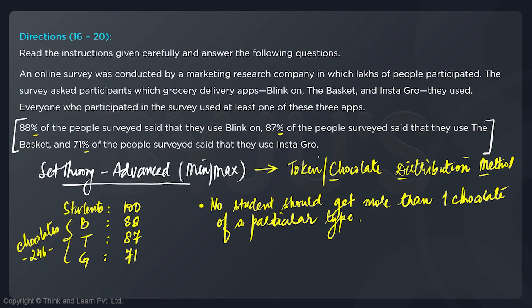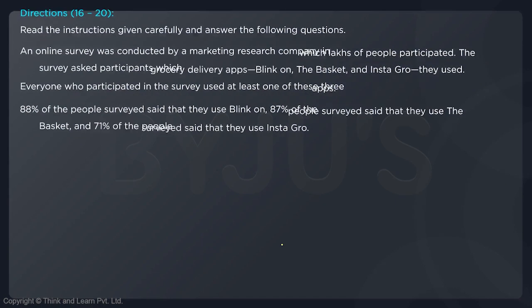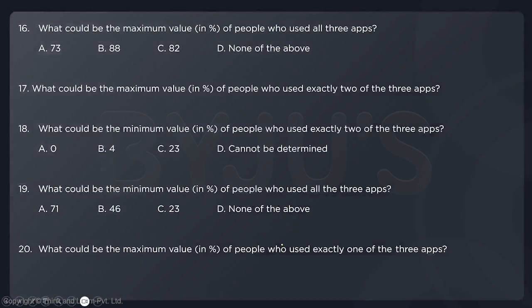Also, since it says everyone who participated in the survey used at least one of these three apps, this tells us a condition wherein none is going to be zero. As in there is going to be zero students who are not going to get any chocolate. So we have to make sure all the 100 students get a chocolate. Let's move over to the questions and see how we should solve them.